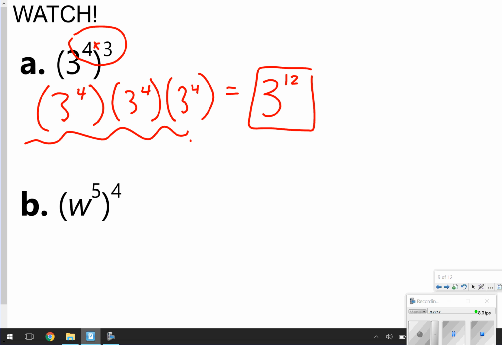For this one, letter B, let's try just multiplying the exponents. W to the 5th power and then to the 4th power means I'm just going to multiply 5 times 4 to get W to the 20th power.